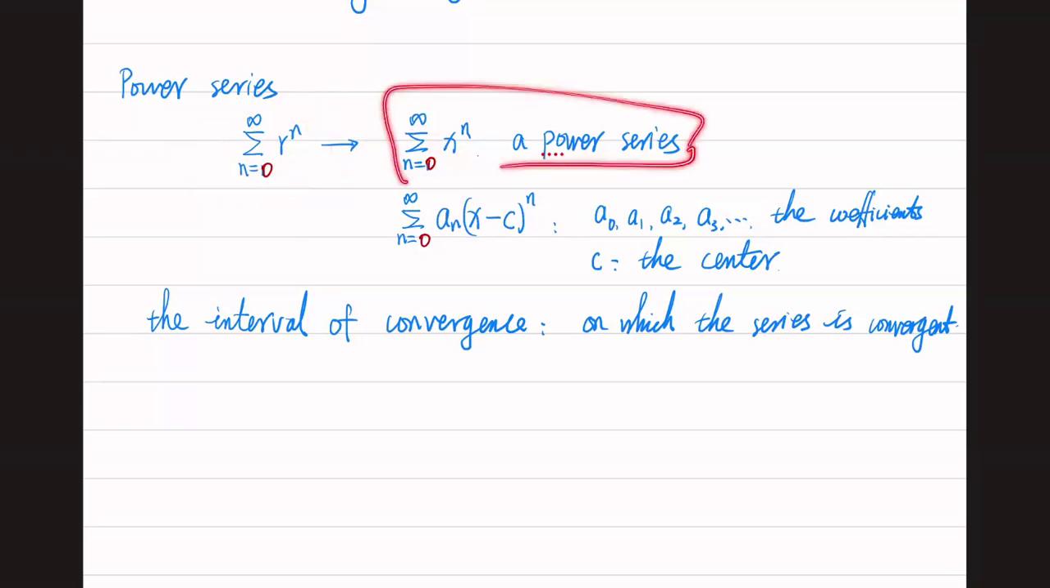This is a special case. I will have the general case. The general case will allow the coefficients a_n, and the center can shift, when the shift is by c. For series, we usually start at 1, but for power series, we usually start at 0.